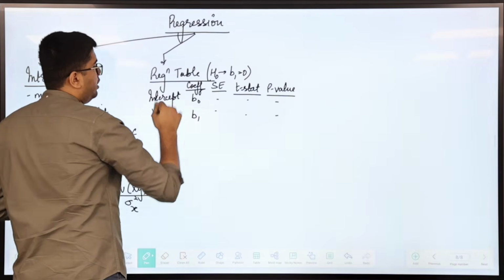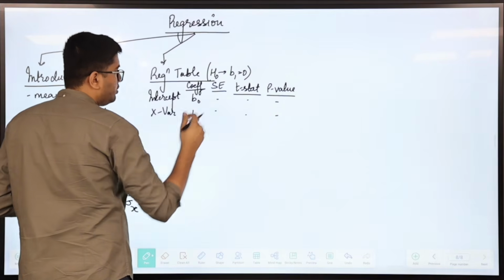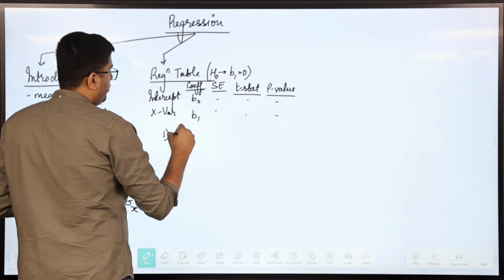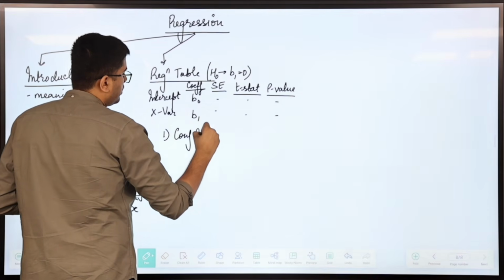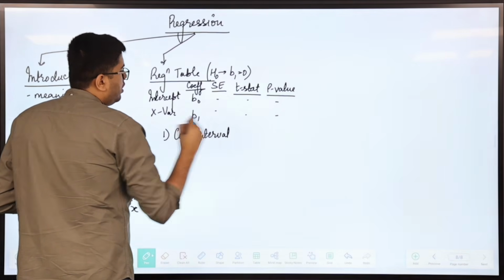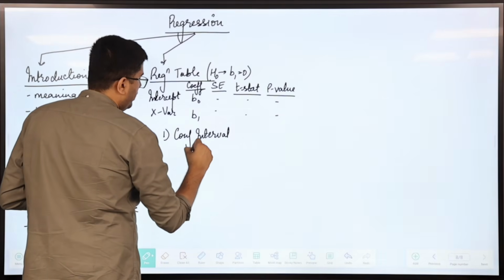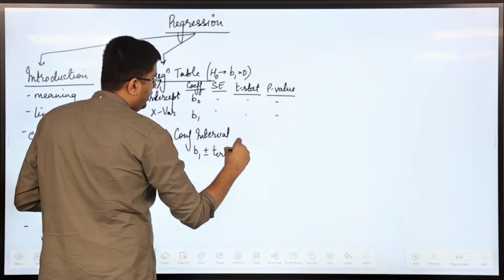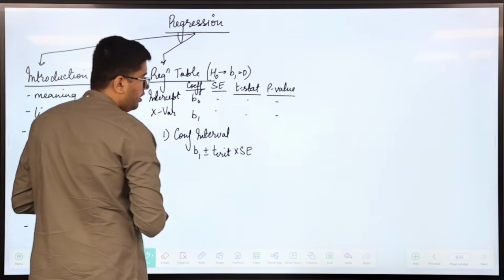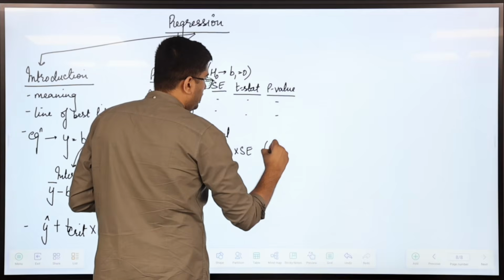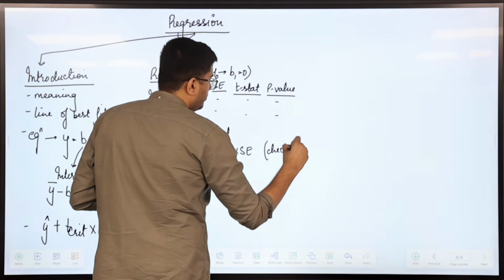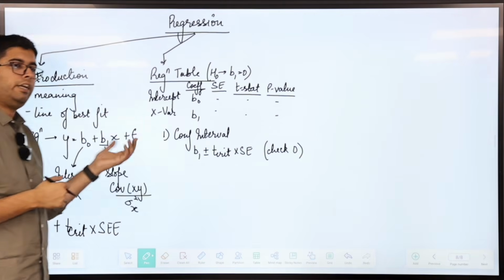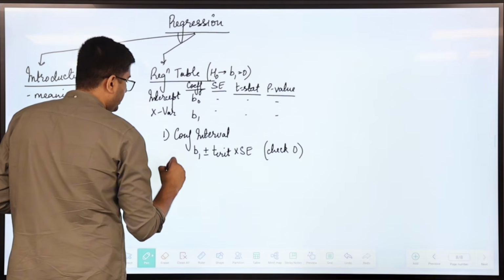In this table, three tests can be performed, three alternative ways of testing. The first alternative is the confidence interval, where you calculate B1 plus minus t critical times standard error, and then check if 0 is within the interval or not. If it is, then the null is correct. If it is not, then the null is not correct.